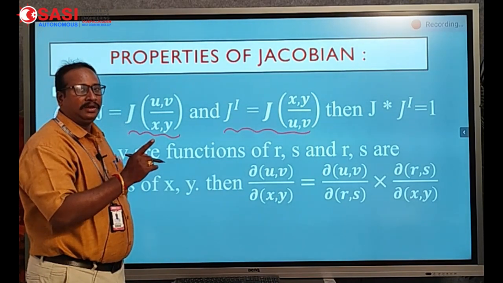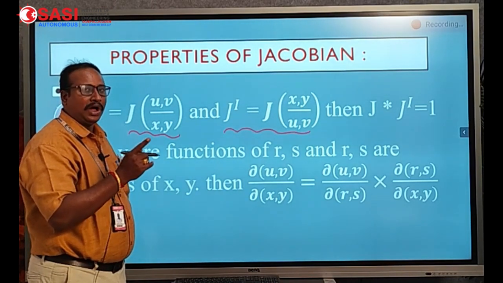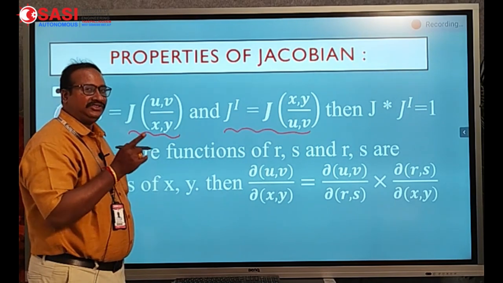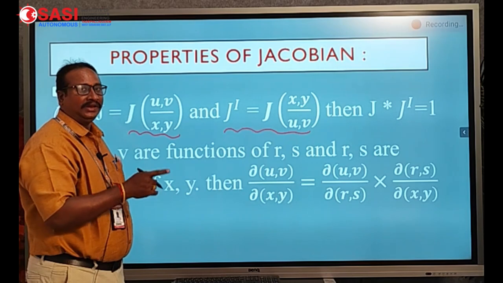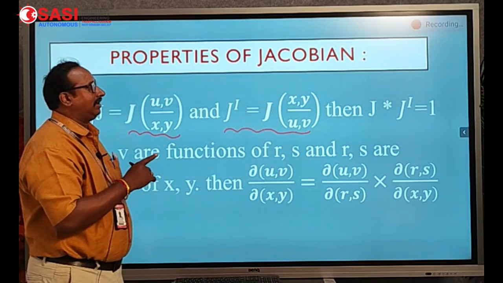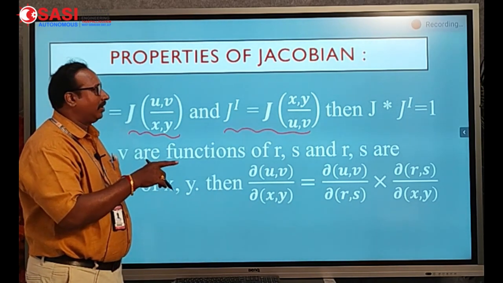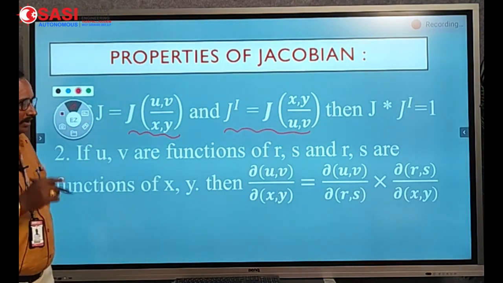If Jacobian J is J of u, v by x, y, and J dash is the Jacobian of x, y by u, v, that is the reverse Jacobian, then when we calculate their product, it should be equal to 1. So that is the first property.